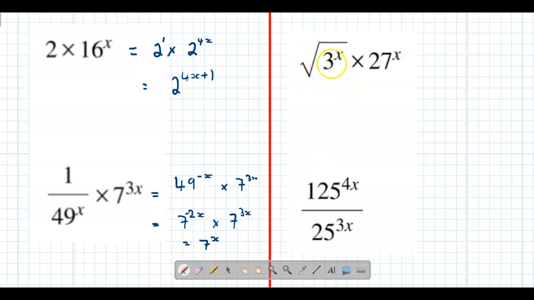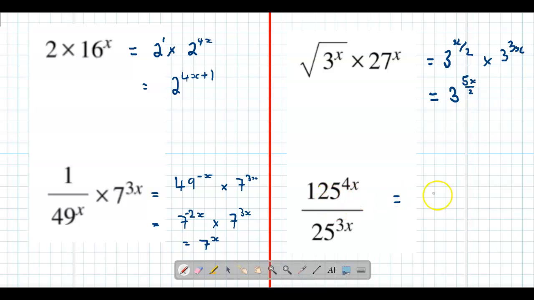So this one here, let's change this 3x and then square rooted. That 3x square rooted is going to become 3 to the power of x, but divided by 2 for the square root. And then times 27 becomes 3 to the power of 3x. Now 3 is my prime base. I can add these numbers together, so I get 3x add a half of x, which is 2.5x, or 5x divided by 2.